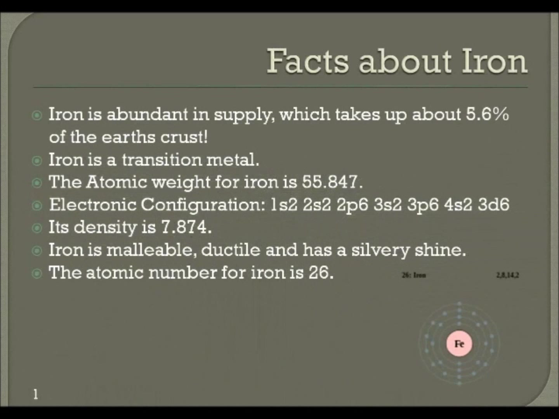Facts about iron. Iron is abundant in supply, which takes about 5.6% of the Earth's crust. Iron is a transition metal. The atomic weight for iron is 55.847. The electronic configuration: 1s2, 2s2, 2p6, 3s2, 3p6, 4s2, 3d6. The density of iron is 7.874. Iron is malleable, ductile, and has a silvery shine. The atomic number for iron is 26.